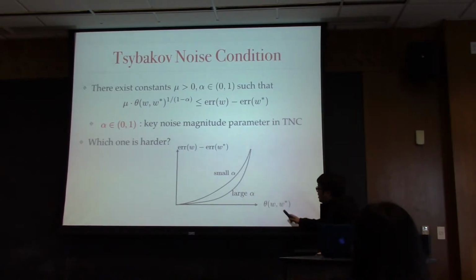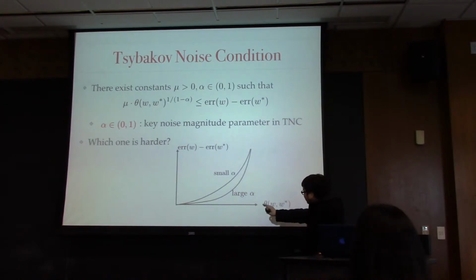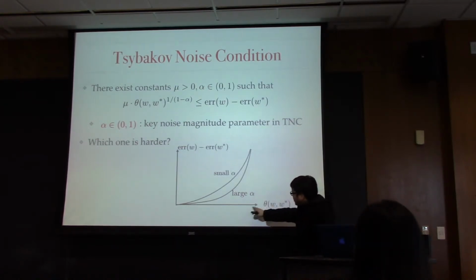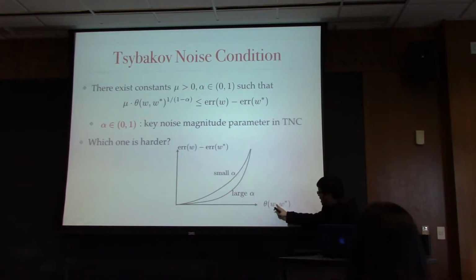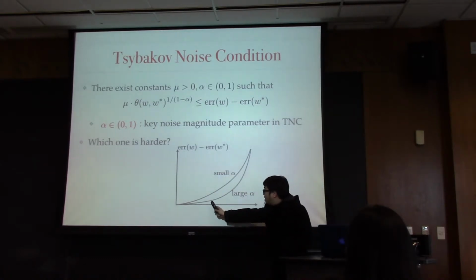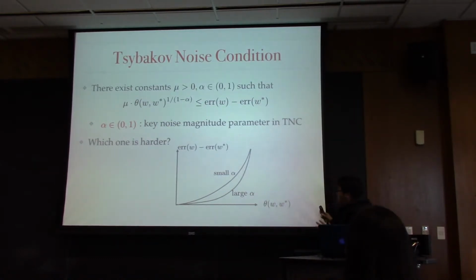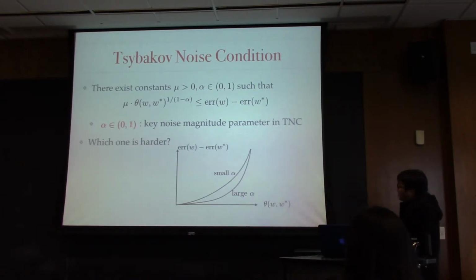It is because when alpha is large and your classifier w is very close to the optimal classifier w star, your excess error is very small. So it makes it harder to further make your classifier w close to the optimal classifier w star. So typically, large alpha would imply that your problem is harder.